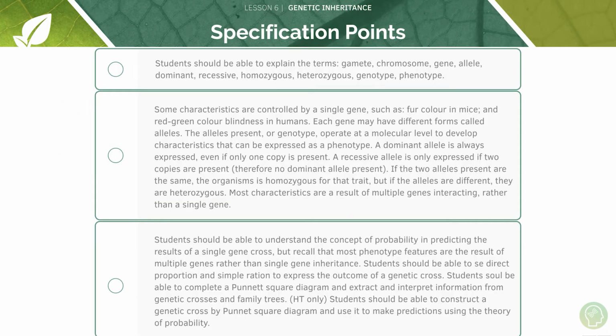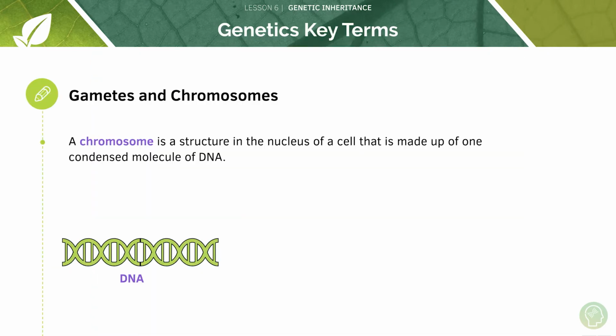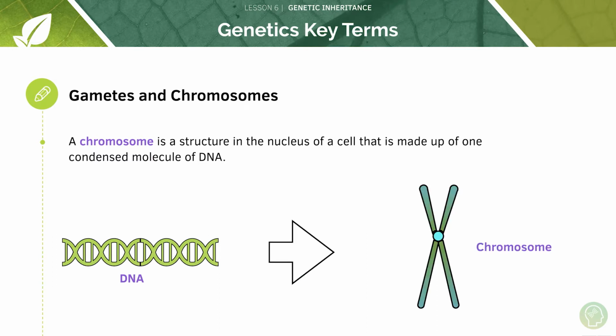First of all, let's go through some really important terms that you need to get your head around. You've all heard of chromosomes, but what actually are they? They're a structure in the nucleus of a cell that is made up of one condensed molecule of DNA. Okay? So your DNA is found in your chromosomes.